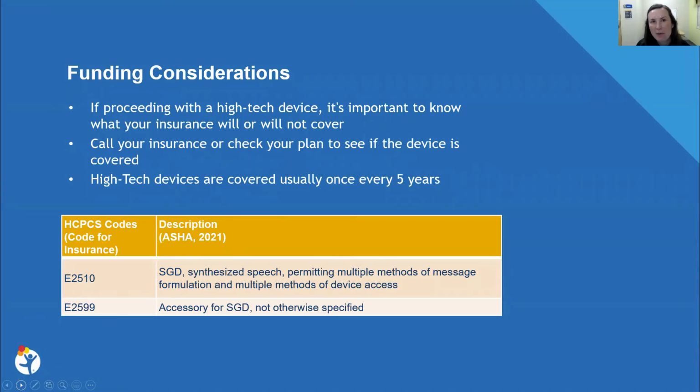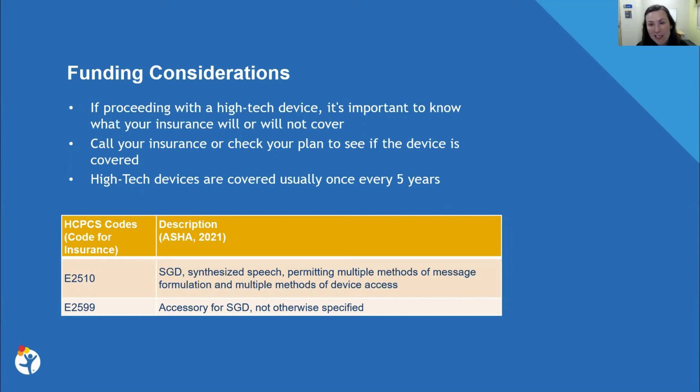And lastly, I want us to talk about funding considerations, because I think that this can be a really huge hurdle for a lot of families. If proceeding with a high-tech device, it's going to be really important to know what your insurance will or will not cover. Or if you don't even have insurance, what are your options? Do you have to get a device from one of the big name companies? And the answer is no. You can pay out of pocket, and it can be considerably cheaper.